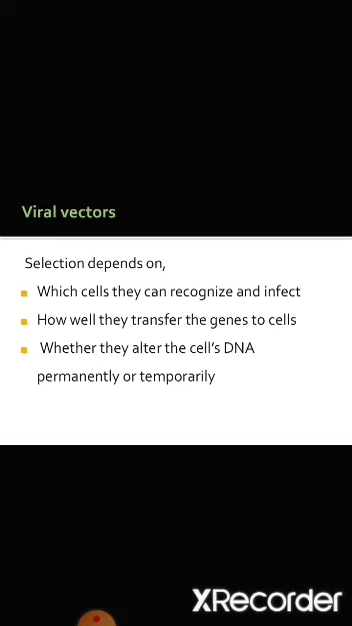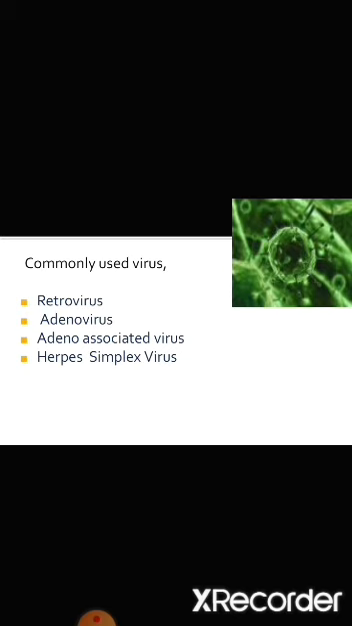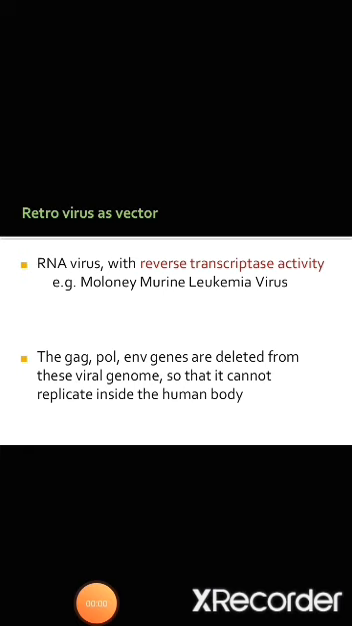And how do we select these viral vectors? It depends on which cell they can recognize and infect, how well they transfer the genes to the cell, and whether they alter the cell's DNA permanently or temporarily. The commonly used viruses include retrovirus, adenovirus, adeno-associated virus, and herpes simplex virus. Retroviruses are RNA viruses with reverse transcriptase activity. The commonly used one is murine leukemia virus.